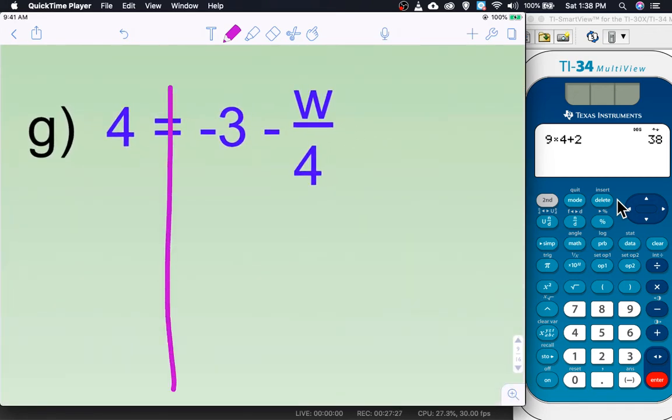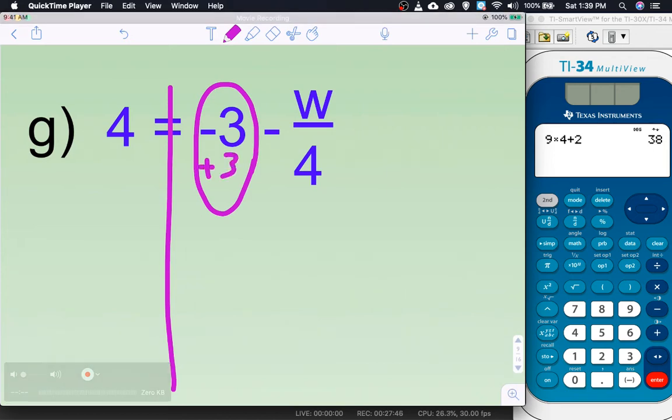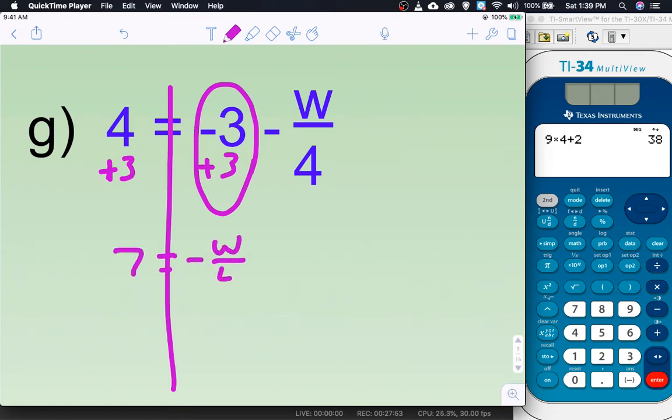So there's no parentheses, there's no combining like terms. So I'm going to start getting the variable by itself. I'm going to get rid of this minus 3. The 4 is attached to this w. It's technically a -4, but it's attached to the w through divide. But I can get rid of this other term. So I'm going to add 3 to both sides. 7 equals -w over 4.